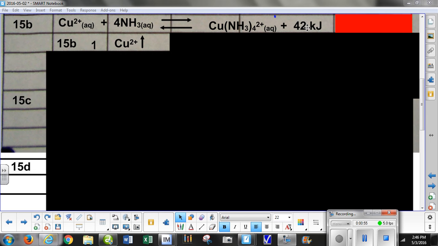Basically, what we're being asked to do in this problem is figure out how to get the most product out of a reaction. Very, very important to manufacturing.